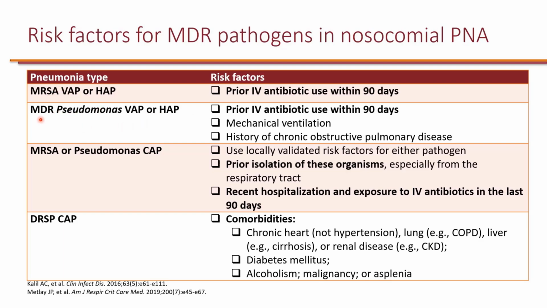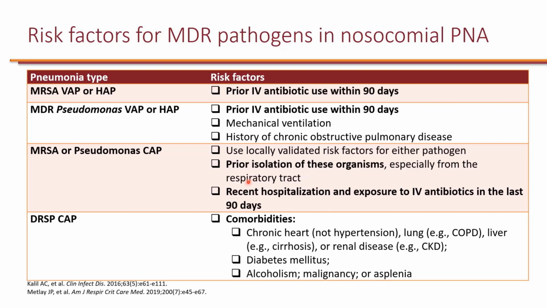Now for multi-drug resistant Pseudomonas, two other risk factors include mechanical ventilation as well as history of chronic obstructive pulmonary disease. Now, when we look at the guidelines for CAP, you can see that for MRSA or Pseudomonas, they actually recommend using a locally validated risk factor for either pathogen. So it really depends on the hospital because they couldn't find a validated risk factor that will work across the country. And one strong risk factor for MRSA or Pseudomonas is actually a prior history of isolation of these organisms, especially if it's in the respiratory tract.